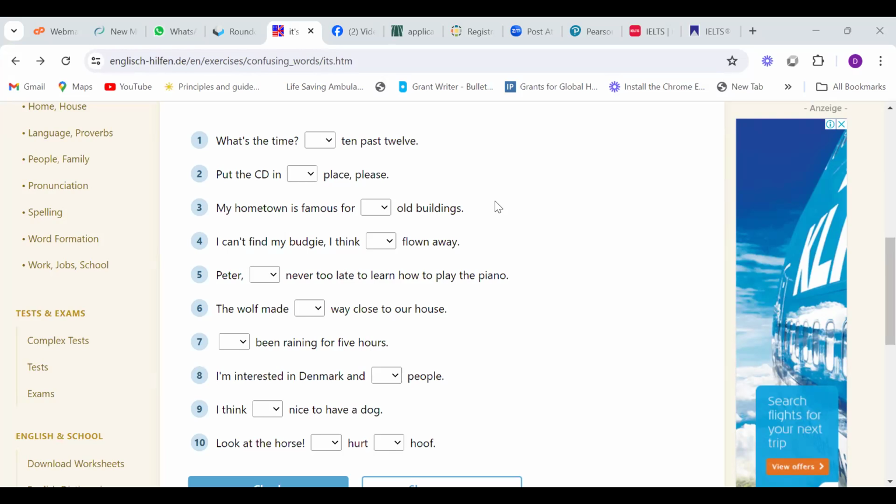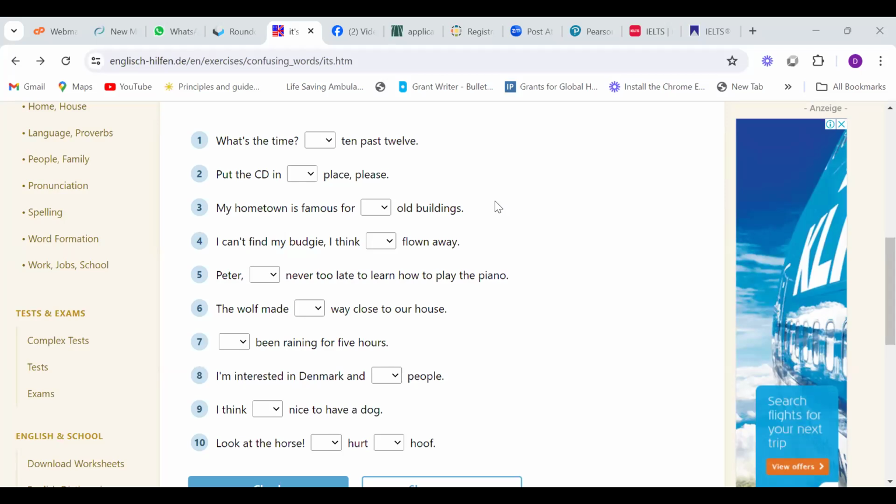My hometown is famous for its old building. I can't find my budgie. I think it's flown away. Peter, it's never too late to learn how to play the piano. Is it the one with the apostrophe or the one without the apostrophe? The wolf made its way close to our house. Now, is it the one with the apostrophe or the one without the apostrophe?